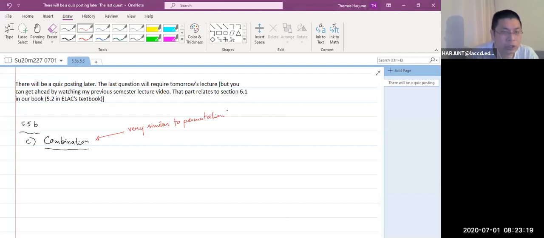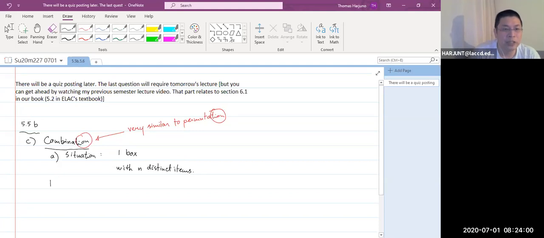Combination and permutation not only have a very similar name, the last 5 letters are the same, but the starting point, the condition, is actually the same. The situation for combination is the same as for permutation. That is, you have one box with n distinct items. Now, the action is different.